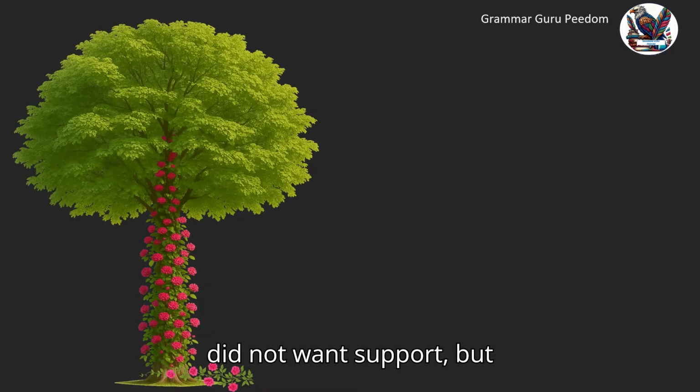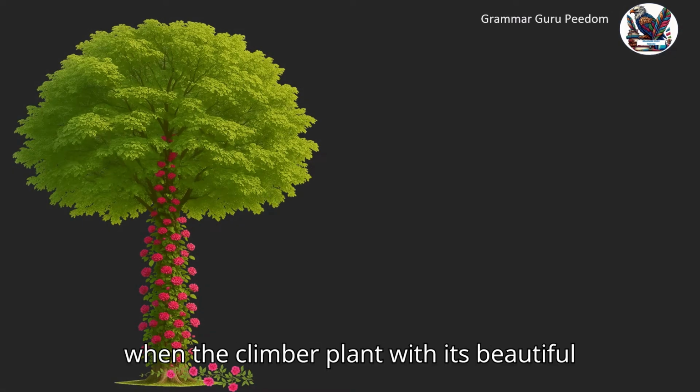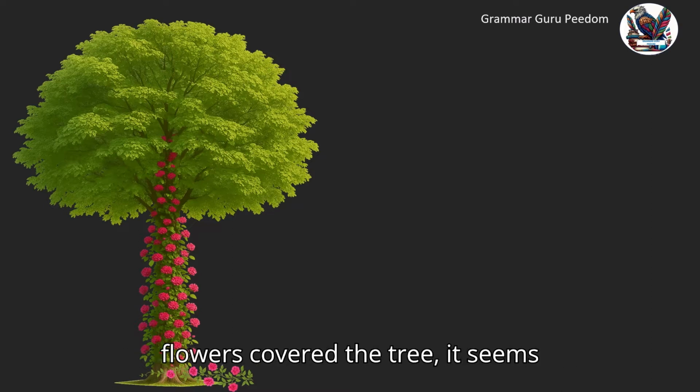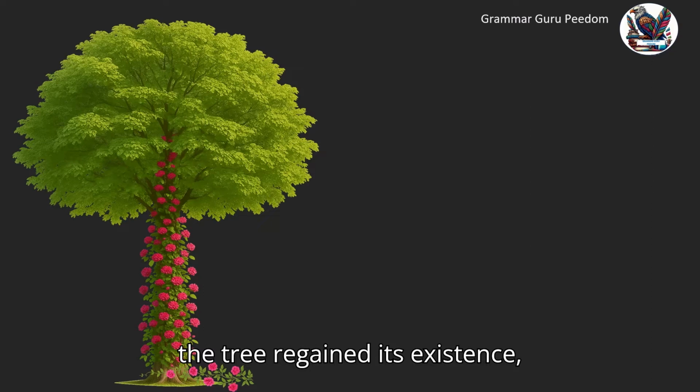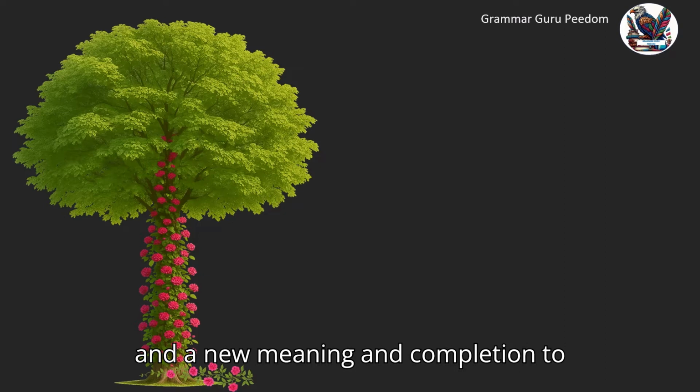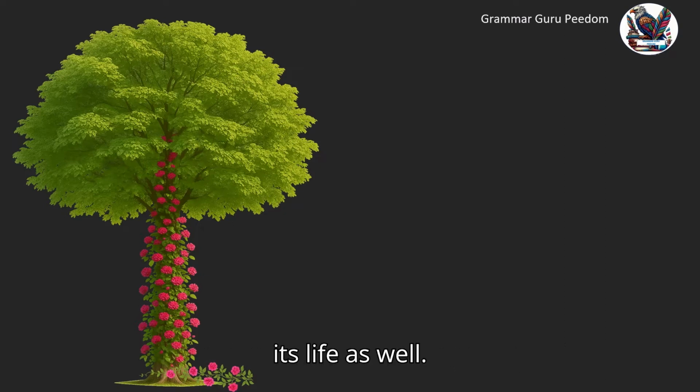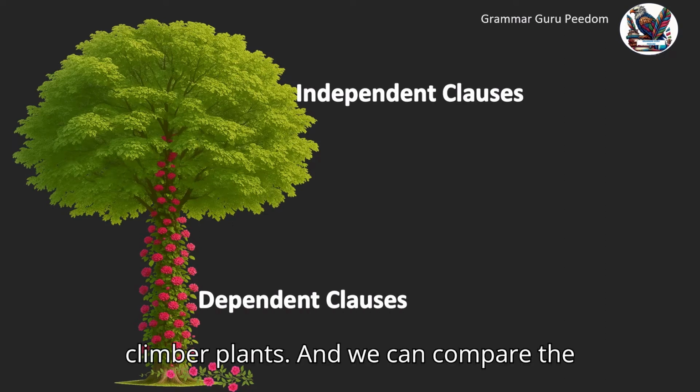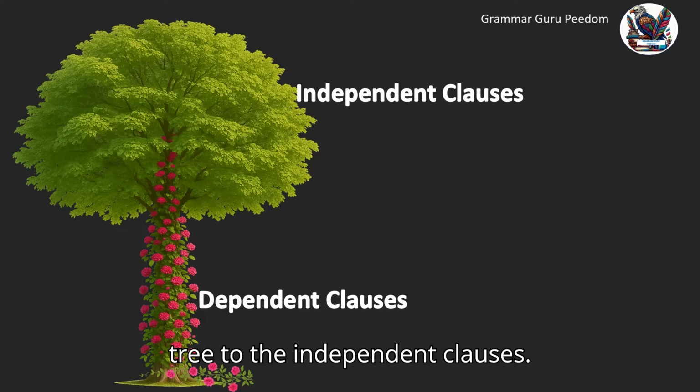Actually, the tree did not want support, but when the climber plant with its beautiful flowers covered the tree, it seems the tree regained its existence, received a rejuvenation, a new life. At the same time, the climber plant got its life back and a new meaning and completion to its life as well. Dependent clauses are like these climber plants. And we can compare the tree to the independent clauses.